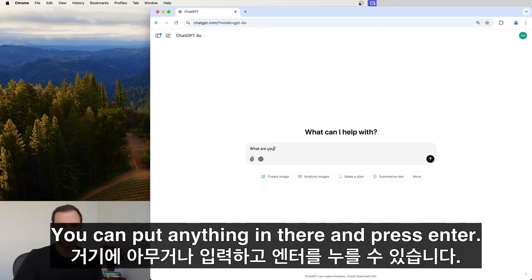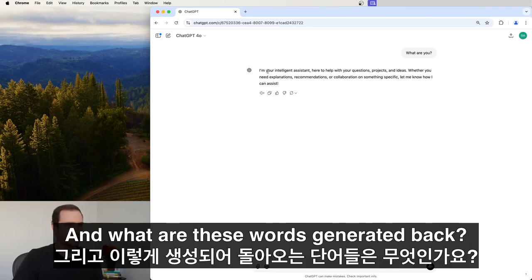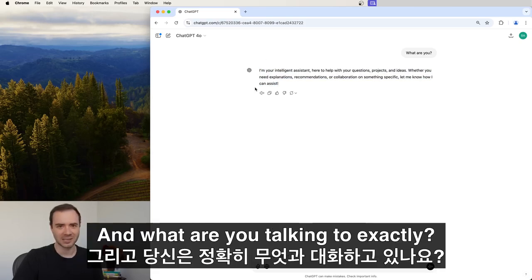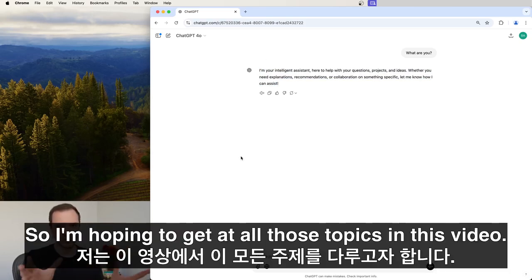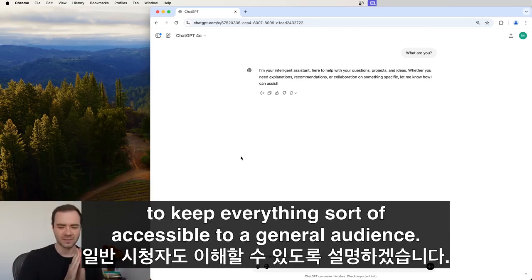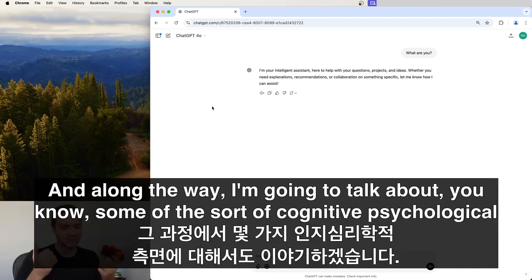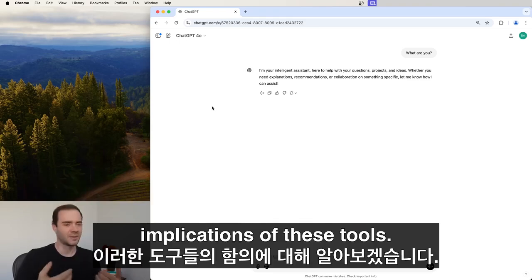So what is behind this text box? You can put anything in there and press enter, but what should we be putting there, and what are these words generated back? How does this work, and what are you talking to exactly? I'm hoping to get at all those topics in this video. We're going to go through the entire pipeline of how this stuff is built, but I'm going to keep everything accessible to a general audience. Let's take a look at first how you build something like ChatGPT, and along the way I'm going to talk about some of the cognitive psychological implications of these tools.